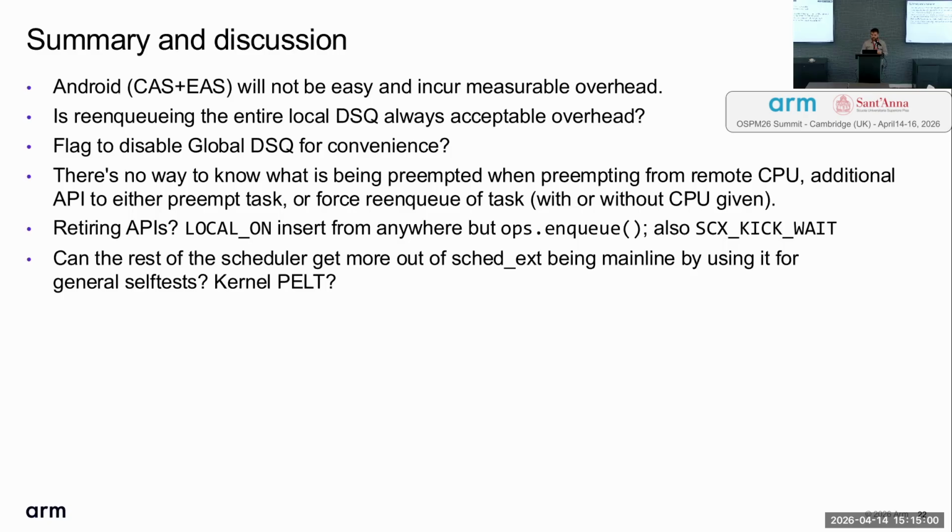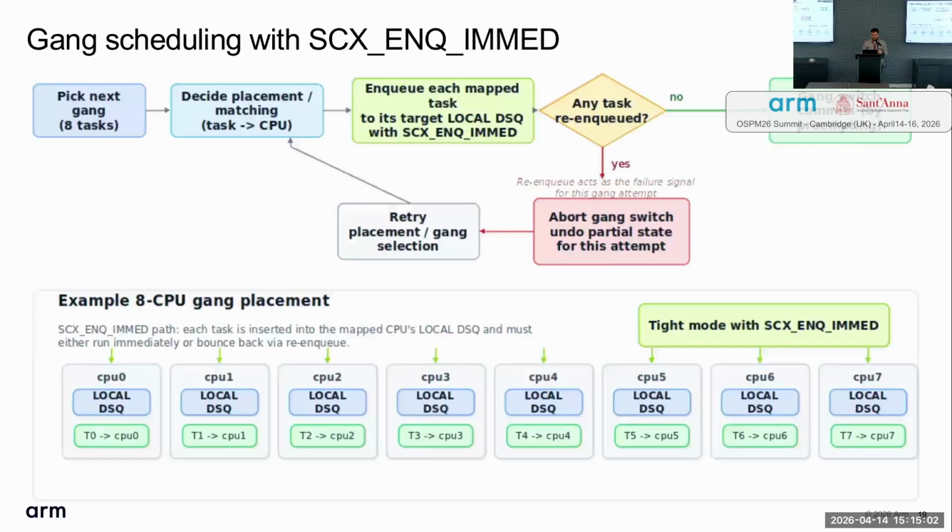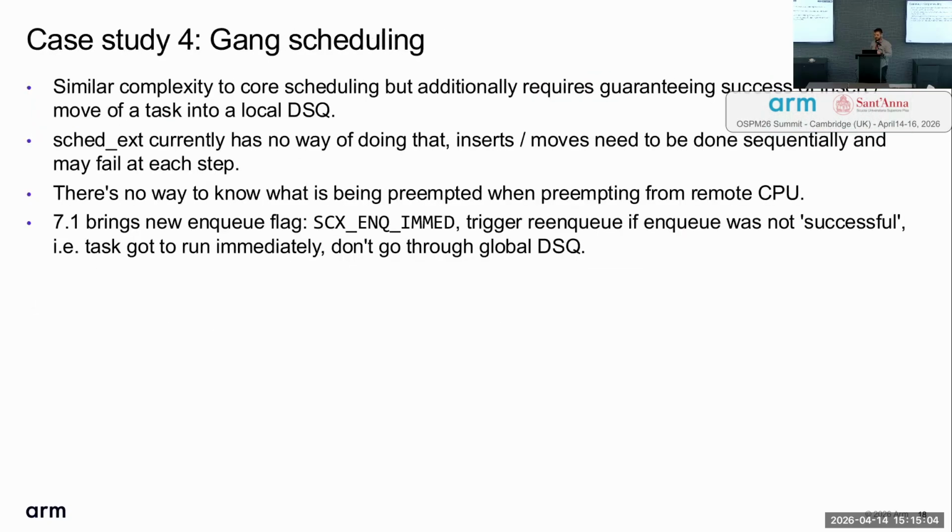Apart from that, I'll go back to gang scheduling. Real quick then. Gang scheduling is kind of similar to core scheduling, except it's not security oriented. You assume a task will only make progress if all of the gang actually makes progress.